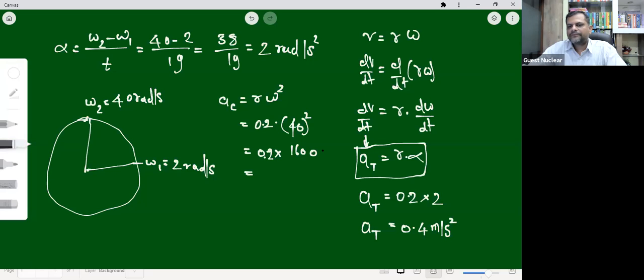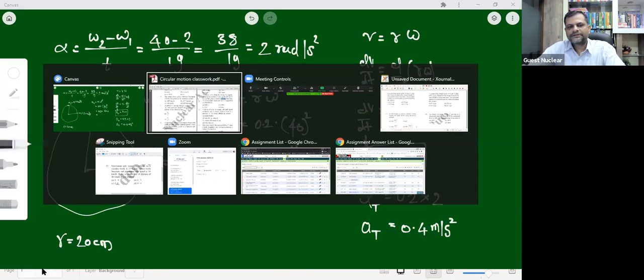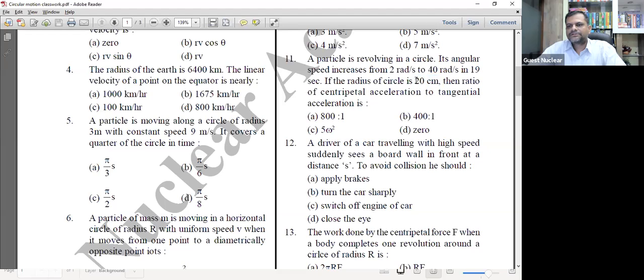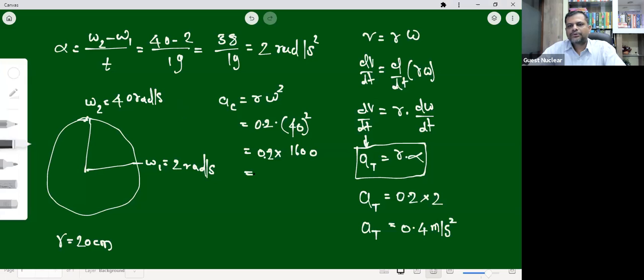0.2 multiplied by 1600, how much does it come to? Why do we take r equal to 0.2? Actually, the radius of the circle is given here to be 20 centimeter. Look here carefully. This is the radius of the circle, which is given to be 20 centimeter. So 20 centimeter means 0.2 meter. You have to divide 20 by 100 to convert it into meter, and hence we get 0.2 meter. Okay, so here it will be 160 multiplied by 2, which becomes 320 meter per second square.